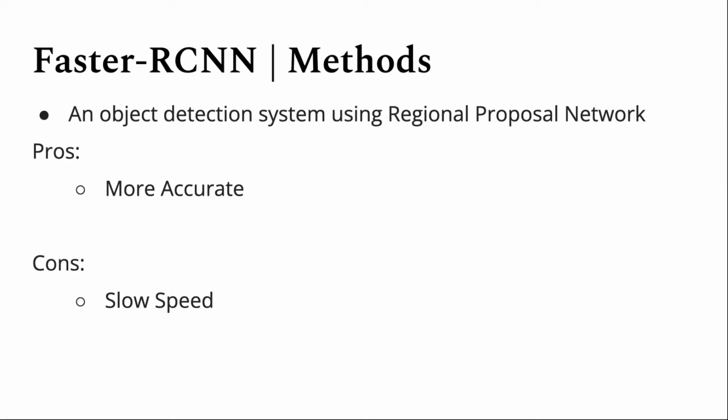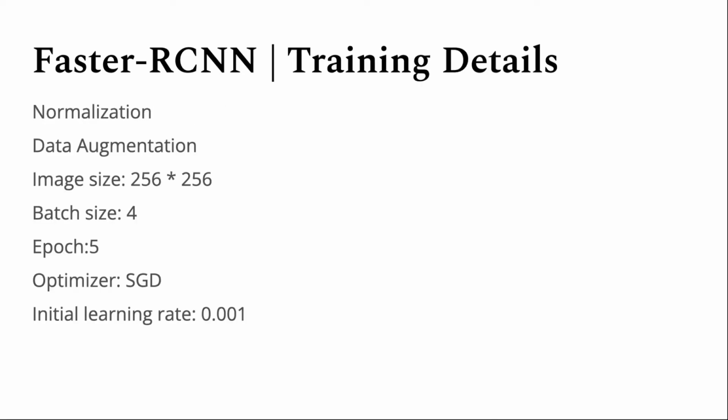And now I'll introduce my Faster R-CNN implementation. Faster R-CNN is an object detection system using a region proposal network. It is more accurate, but it takes longer to infer. In my training, I have done normalization, data augmentation, and I have tried a lot of different hyperparameter settings. But in my training, I found that it converges in only 1 or 2 epochs, so I only trained for 5 epochs.